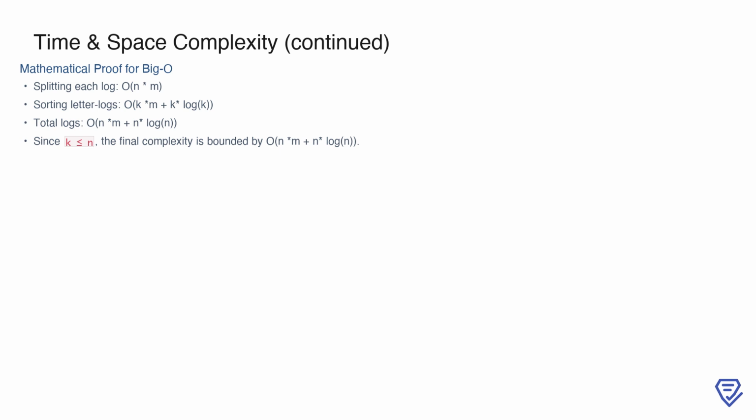Lastly, let's confirm the overall complexity mathematically. Splitting each log to separate letter logs and digit logs contributes n*m. Sorting the letter logs adds k*m plus k*log k. Since the total number of logs is n, and k is at most n, we can replace k with n in the worst case. This gives a total complexity of n*m plus n*log n. Thus, the solution is bounded by this expression, which effectively captures the combined costs of splitting, sorting, and concatenating the logs.